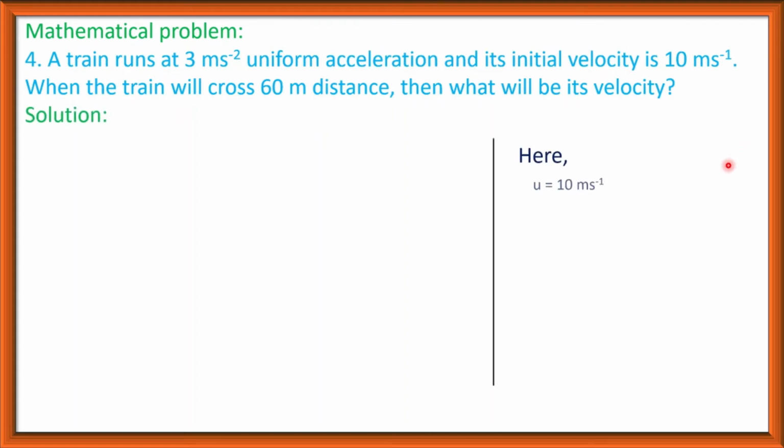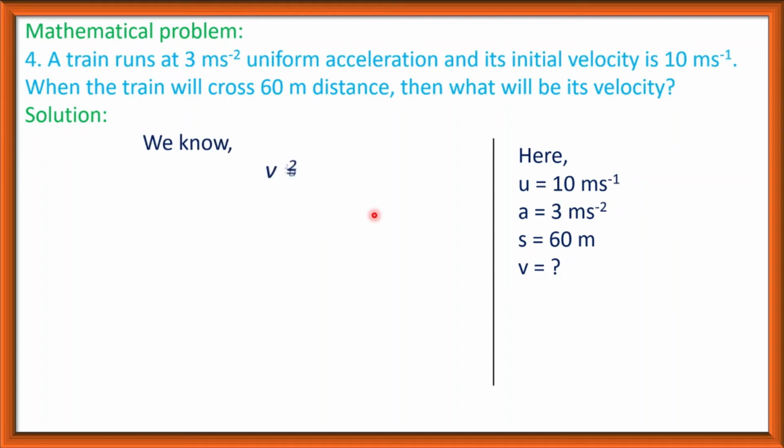Here initial velocity u is equal to 10 meter per second, acceleration a is equal to 3 meter per second square, uniform acceleration, and distance 60 meter. So s is equal to 60 meter. Velocity v is equal to what?